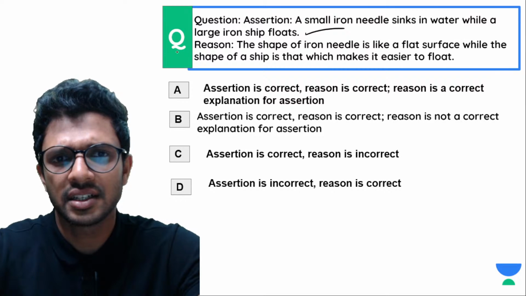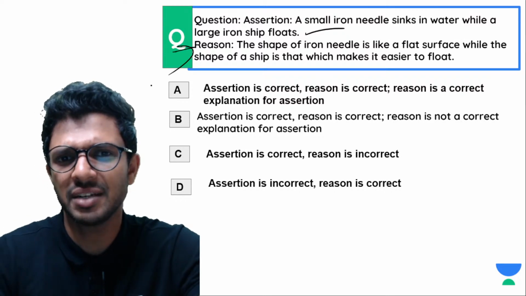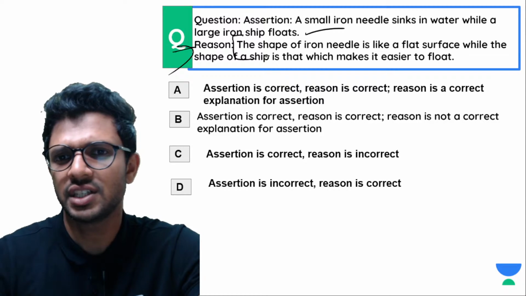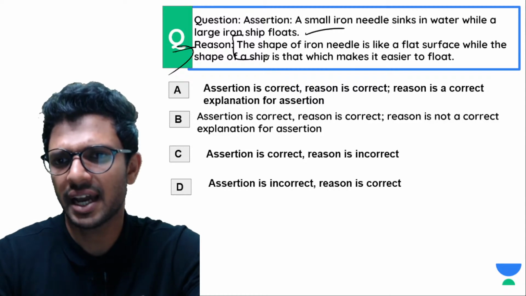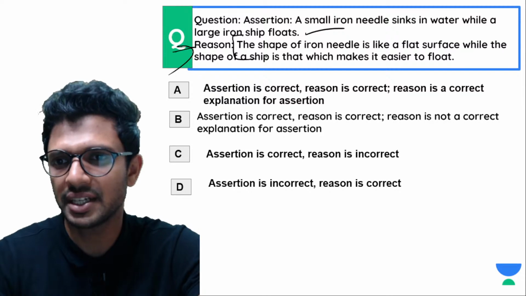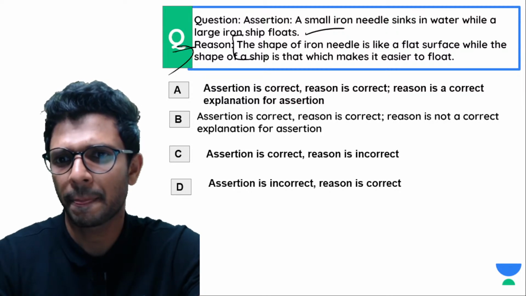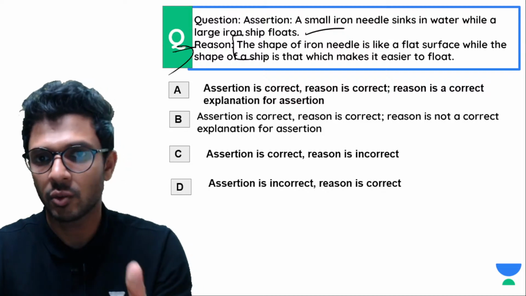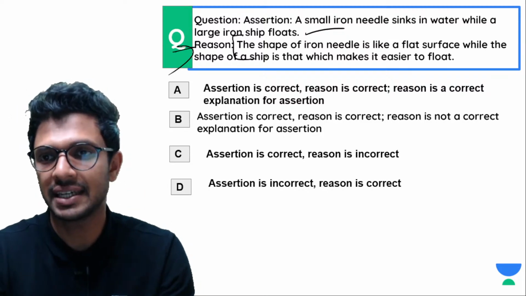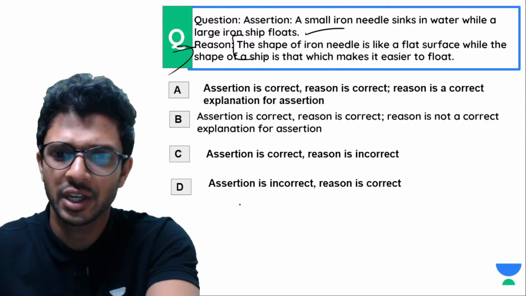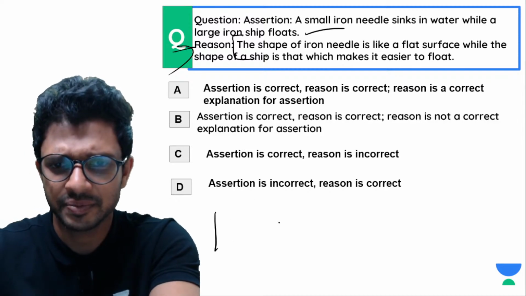I think there is some problem with the statement which is made with the reason, right? The shape of an iron needle is flat, or obviously we could have gone with the option of flat, matlab pointed surface, right? Okay, I'll just explain the reason for this, why the iron needle is actually sinking and why a large ship is actually floating. I'll just explain it. You all might be knowing it.